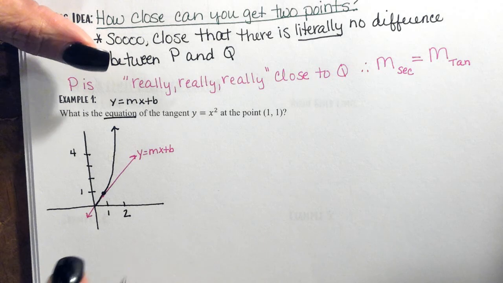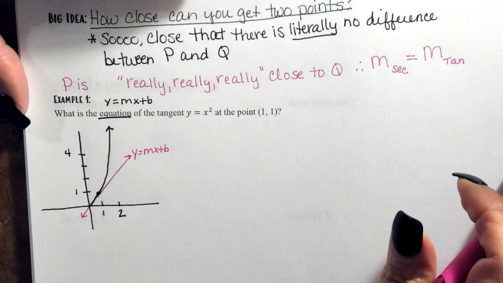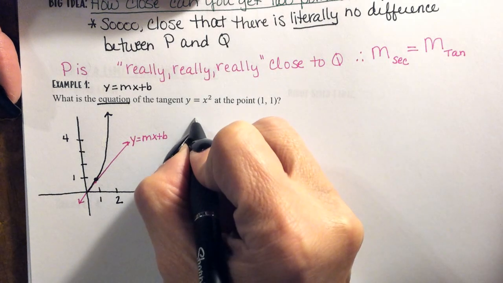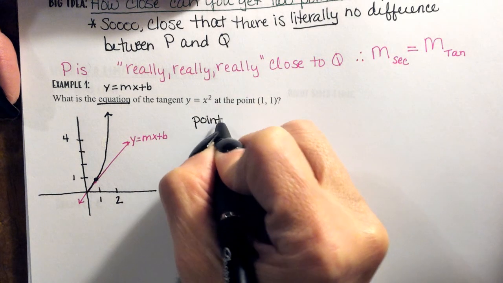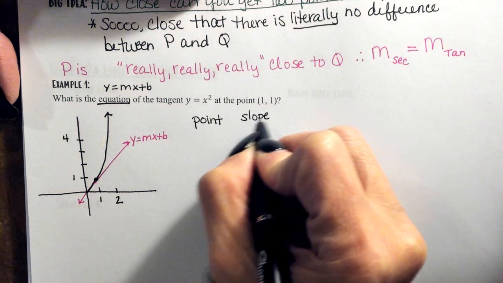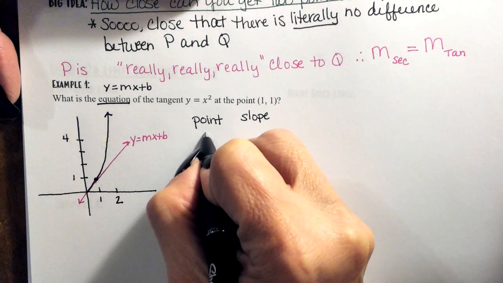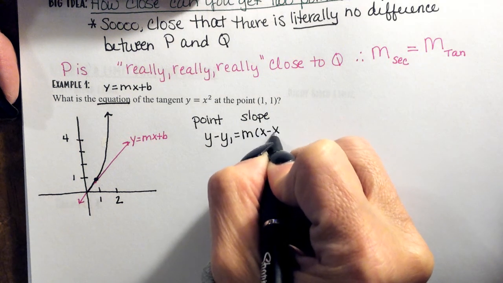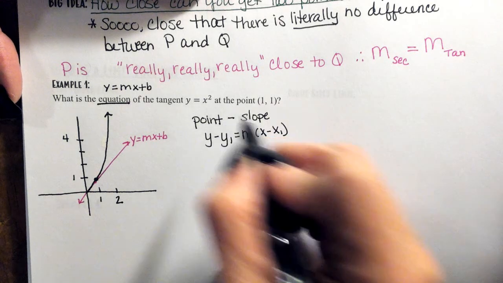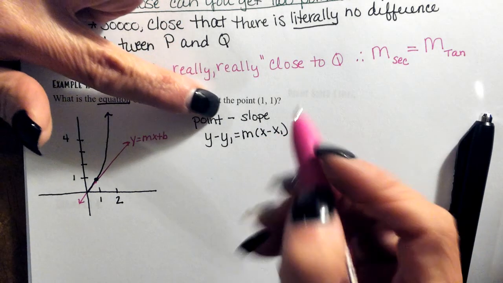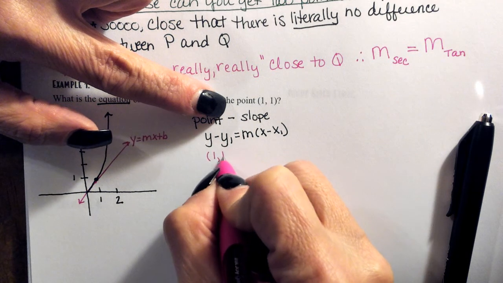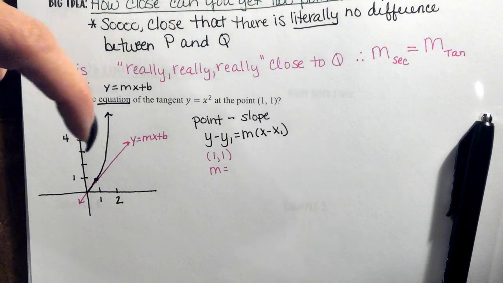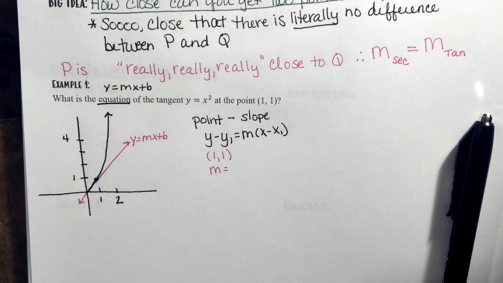If I'm going to write the equation of a line, y equals mx plus b, just algebraically, what do I need? Well, in order to write the equation of a line, I need a point and I need a slope, correct? And then I'm going to use the point slope formula, which is y minus y1 equals the slope times x minus x sub 1. Okay, what do I have? Well, I have a point. The point they want me to use is 1, 1. But I don't know the slope. So I need to figure out the slope at that line.